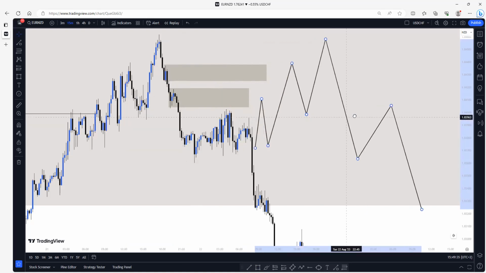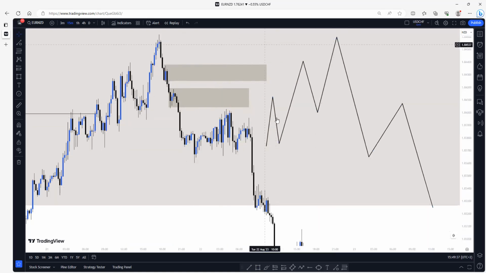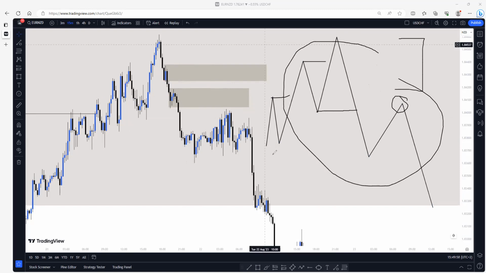Now let's move this here. What do we have here? A block of structure, change of character, a pullback. Even though the pullback is not that much because it didn't pull back until the discounted area this side. But you see the same principle. Change of character is always there. Right, and if you enter here, your risks are going to be very small.